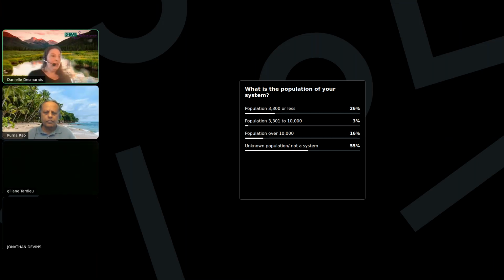Sharing the results, we got population 3,300 or less at 26%, population 3,301 to 10,000 at 3%, population over 10,000 at 16%, and then unknown or not a system at 55%.